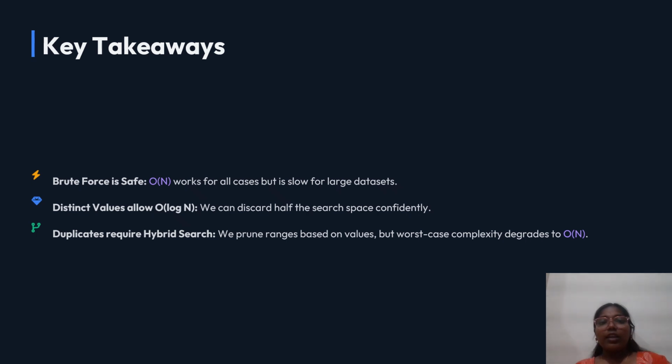Then key takeaways. Brute force is safe and often works for all cases, but it's slow for large data sets. Distinct values allow O(log n); we can discard half the search space confidently. Duplicates require a hybrid search. We prune ranges based on values, but the worst case complexity degrades to O(n).